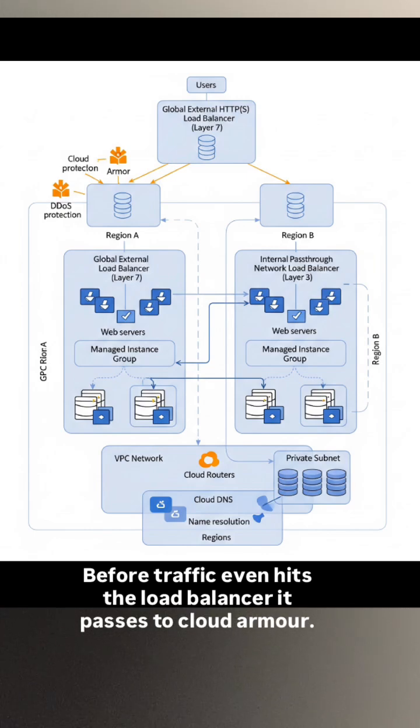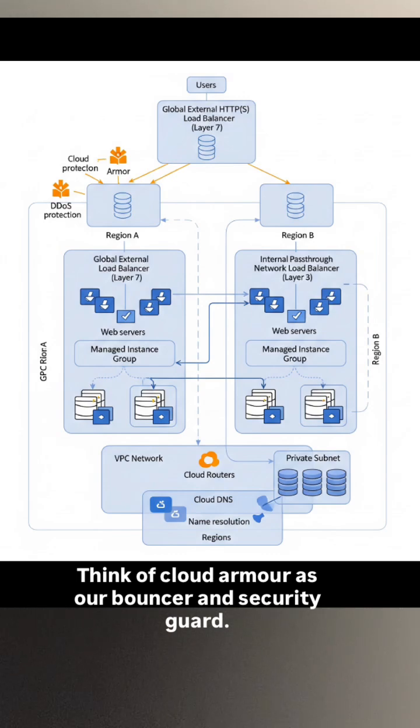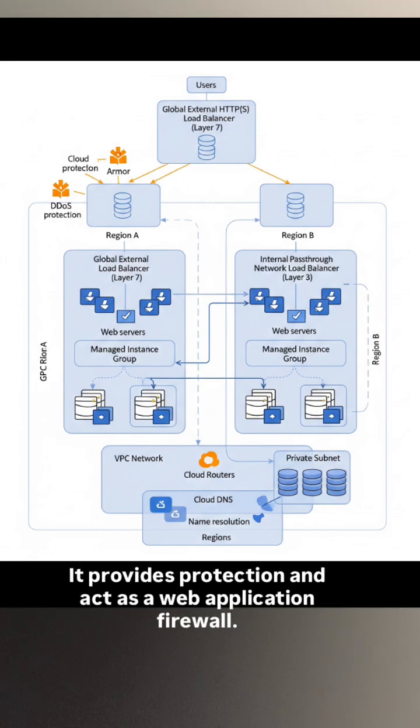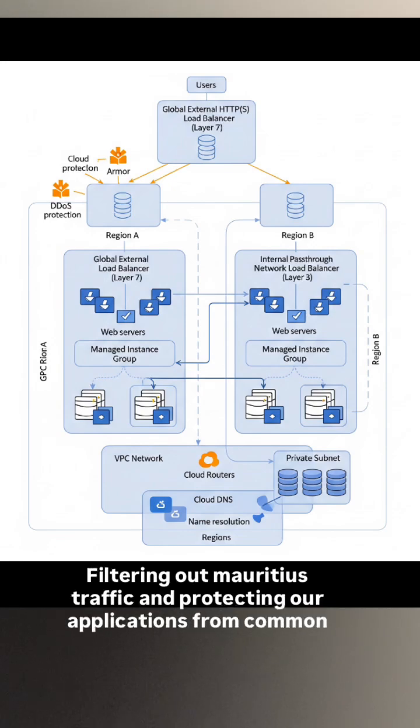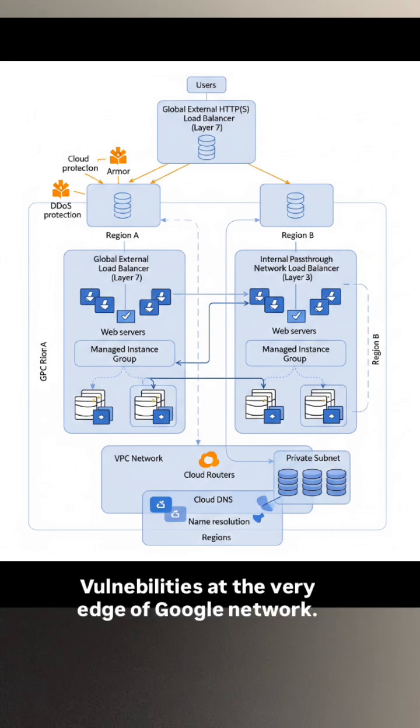Before traffic even hits the load balancer, it passes through Cloud Armor. Think of Cloud Armor as our bouncer and security guard. It provides DDoS protection and acts as a web application firewall, filtering out malicious traffic and protecting our applications from common web vulnerabilities at the very edge of Google's network.